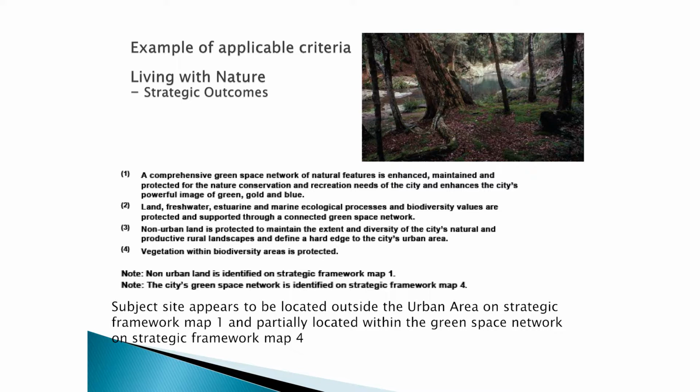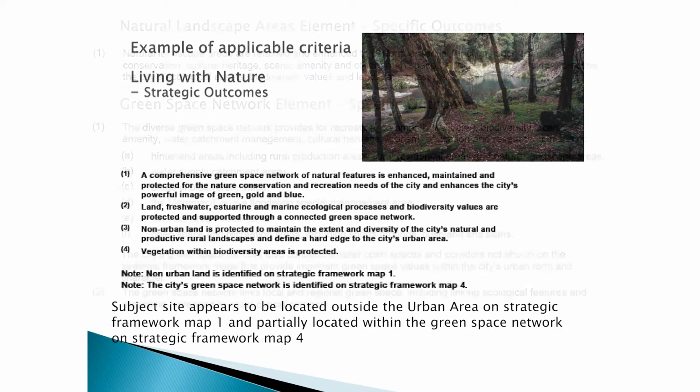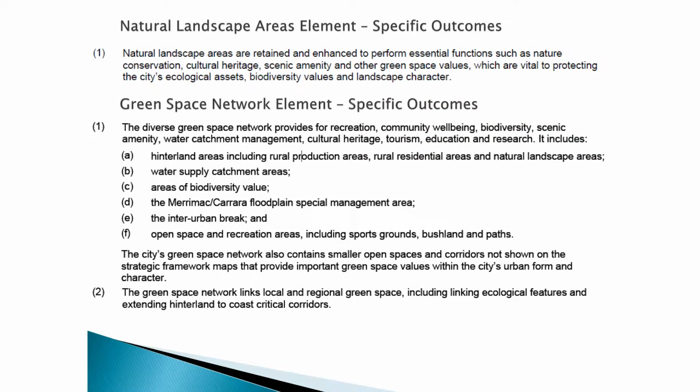I'll just quickly go through a few. I know you're all pressed for time. A comprehensive green space network of natural features is enhanced, maintained and protected for the nature, conservation and recreation needs of the city, and enhances the city's powerful image of green, gold and blue. Non-urban land is protected to maintain the extent and diversity of the city's natural and productive rural landscapes. Natural landscaped areas element. Natural landscaped areas are retained and enhanced to perform essential functions such as nature conservation, cultural heritage, scenic amenity and other green space values.